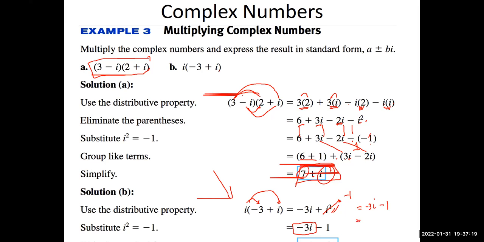Or writing it in standard form, let's start first with the real part, which is negative 1, and then followed by the imaginary part, which is negative 3i. Okay? Any questions so far?